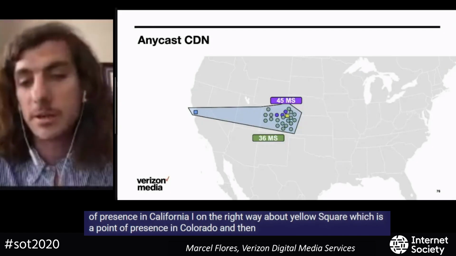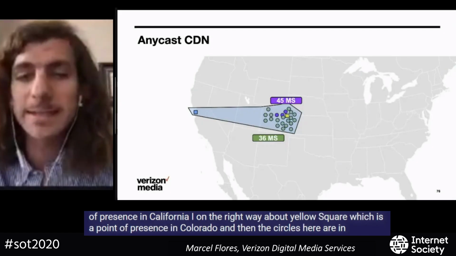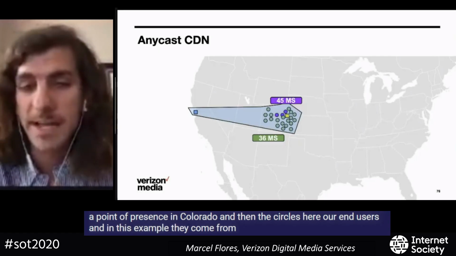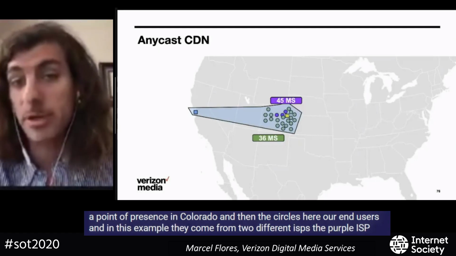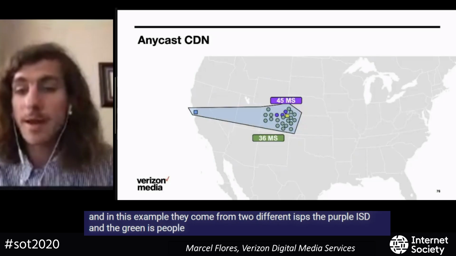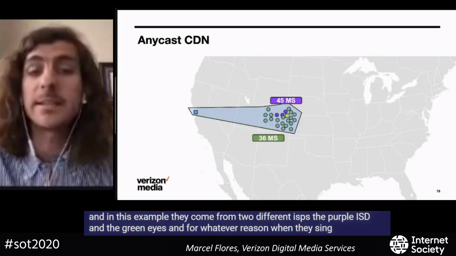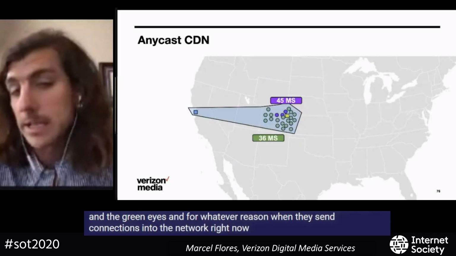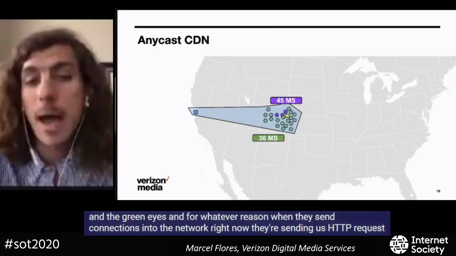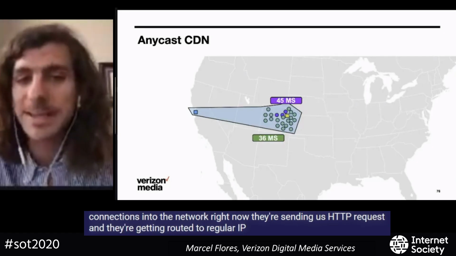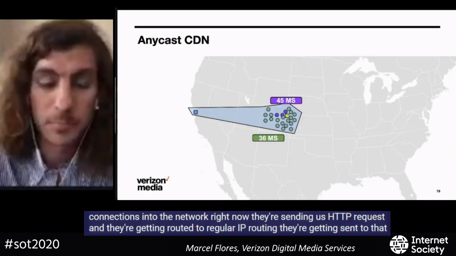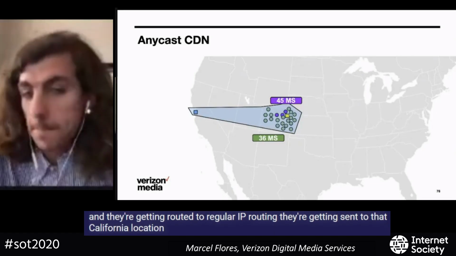And then the circles here are end users. And in this example, they come from two different ISPs, the purple ISP and the green ISP. And for whatever reason, when they send connections into the network, sending us HTTP requests, they're getting routed through regular IP routing. They're getting sent to that California location. Now, functionally, that's okay, right?